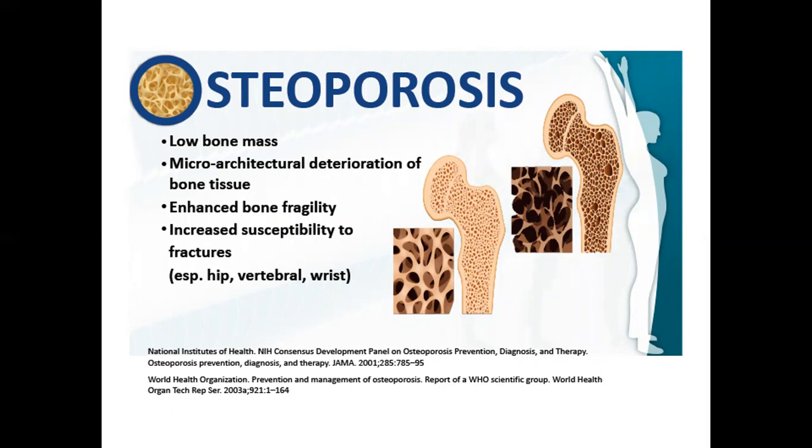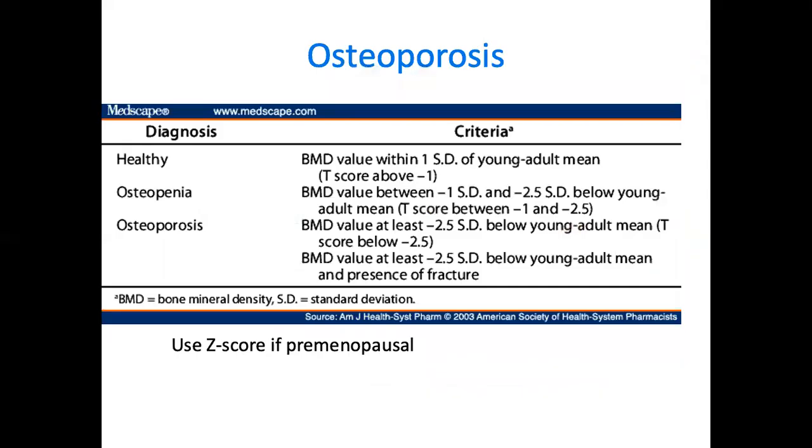The most susceptible will be your hip, your back, your vertebra, especially your lumbar vertebra, as well as your wrist, especially in patients with hyperparathyroidism. So how do we diagnose osteoporosis? The diagnostic test that we request is bone mineral densitometry, or your DEXA scan. This is the gold standard in diagnosing osteoporosis.